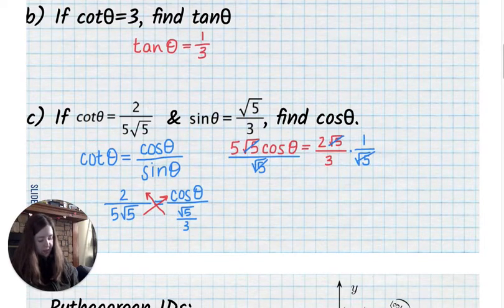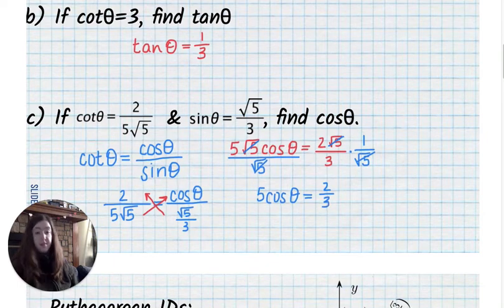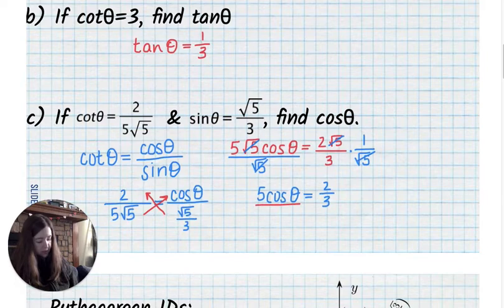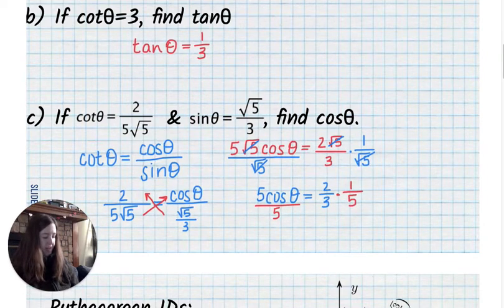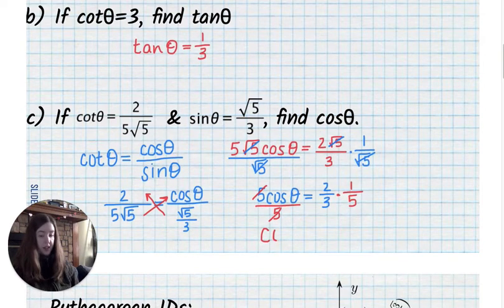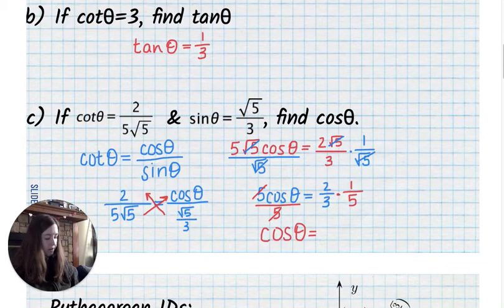So now we've got 5 cosine of theta equals 2/3. So now we'll divide by 5 on both sides. Divide by 5, disguised as multiplying by 1/5. 5's divide away to 1. So we're just left with cosine over there on our left side. And on our right side, we're left with 2/15.